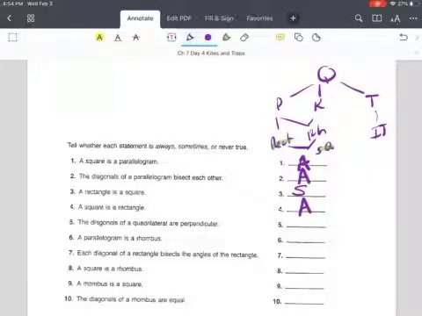Are the diagonals of a quad perpendicular in just a quad? No, but in certain types of quads they are, so that makes it sometimes true. Does a parallelogram lead to a rhombus? It doesn't have to, but it could, so that makes it sometimes true. The diagonals of a rectangle bisect the angles of a rectangle, and not in a rectangle, but when you get to a square it does, so that would make it sometimes true.